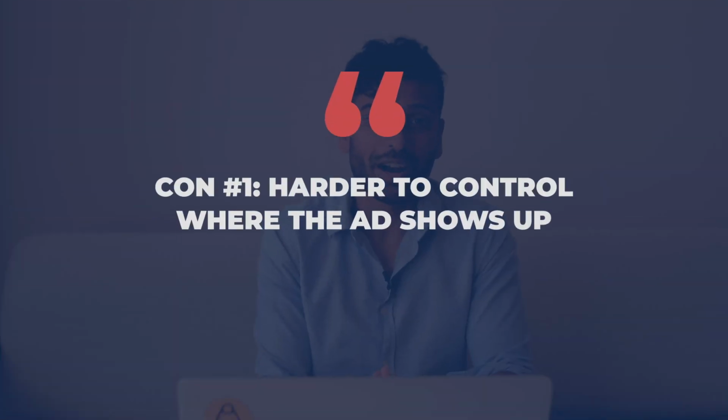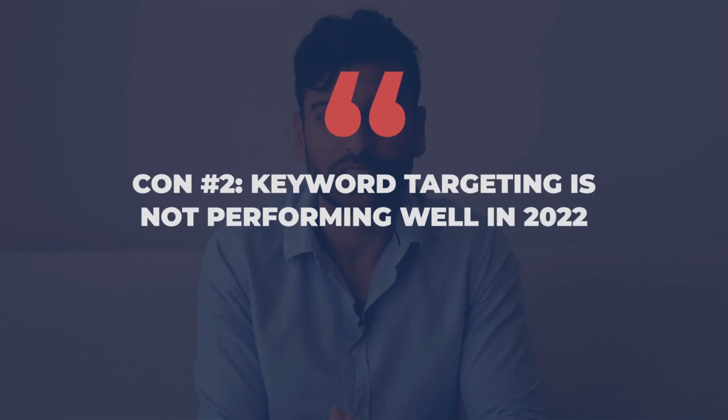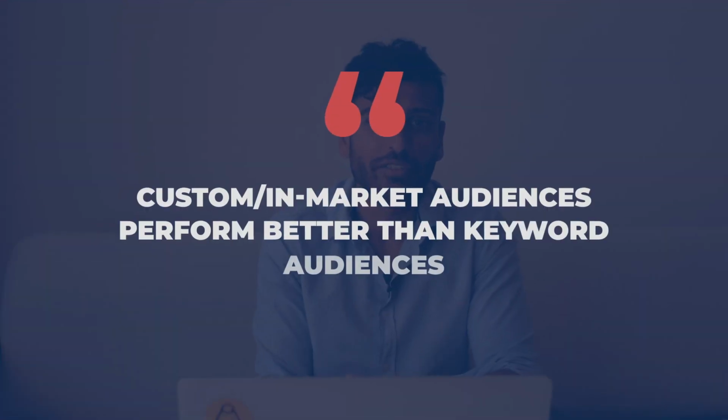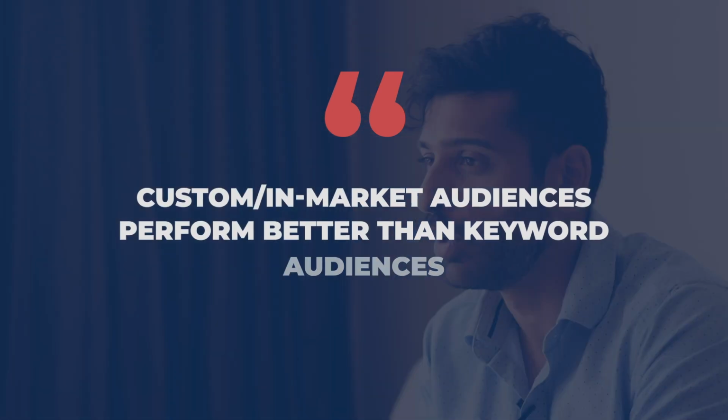So there are some downsides to keyword targeting. The first is it's harder to control where your ads are going to show up. You may show up in front of irrelevant videos, you may show up in random places, and sometimes the quality can be a bit lower than placement targeting. The second con is that even though keyword targeting is a very solid targeting option, we found in 2021 and 2022 that it's not performing as well as it used to. A couple years ago, keyword targeting used to work really well in most accounts. Now what we found is that custom audiences or in-market audiences often perform better than keyword audiences. So just keep that in mind, that it's not as good as it used to be, but it's still worth testing out, and it still can perform quite well.